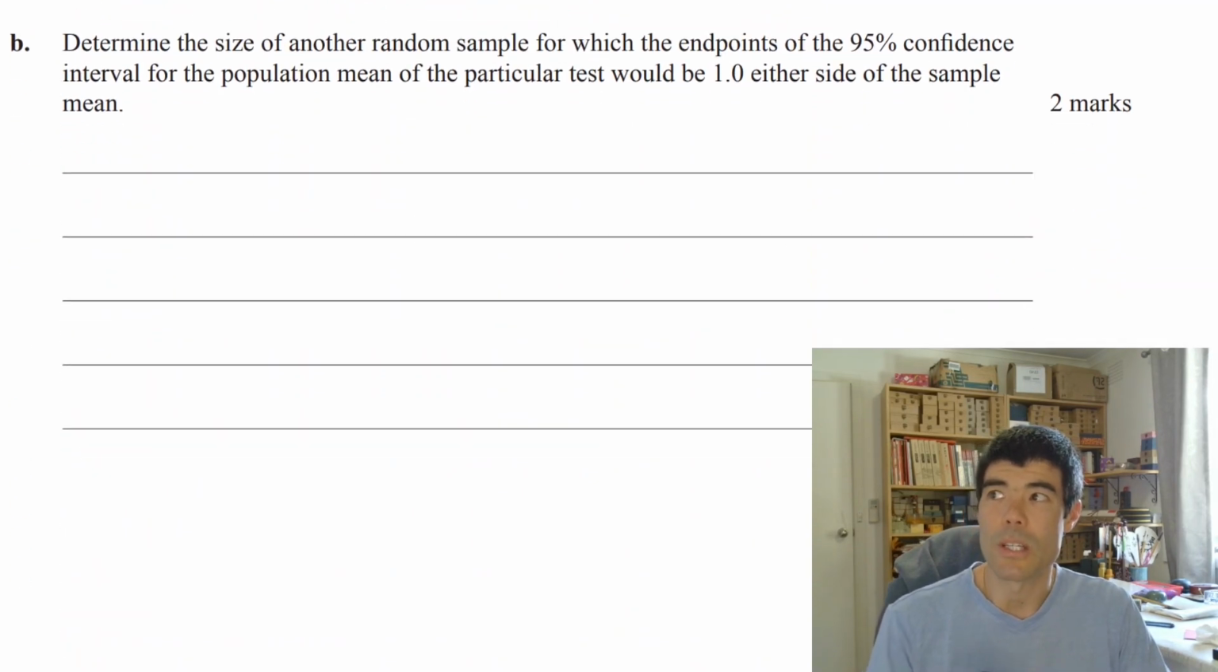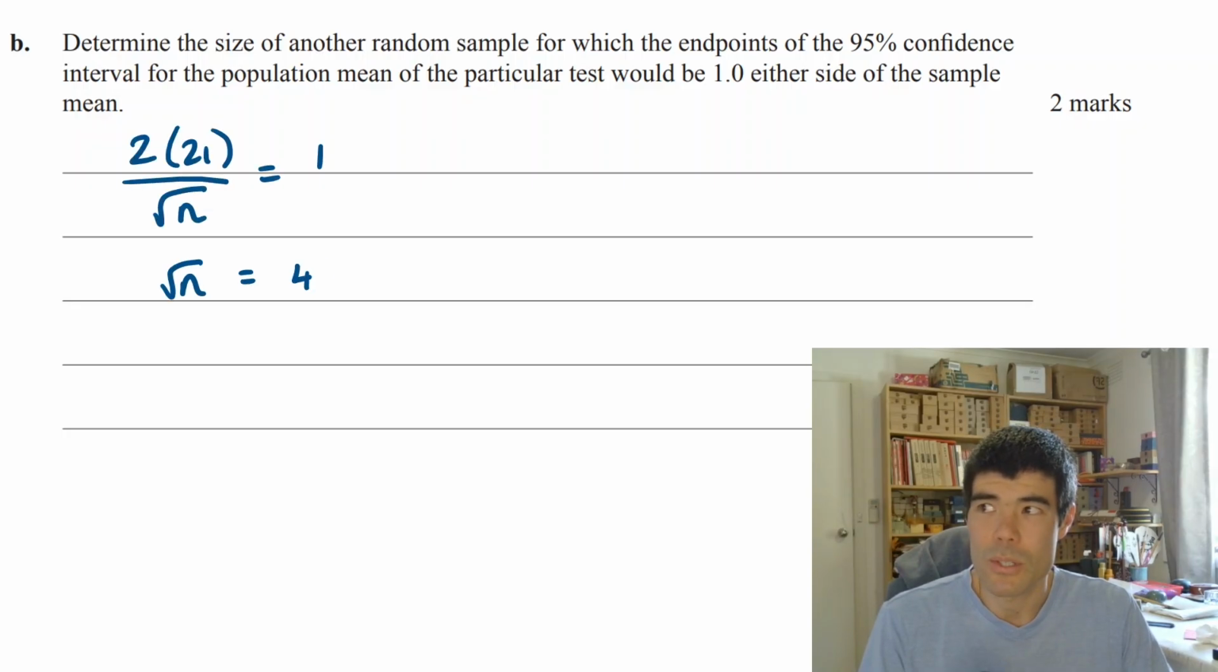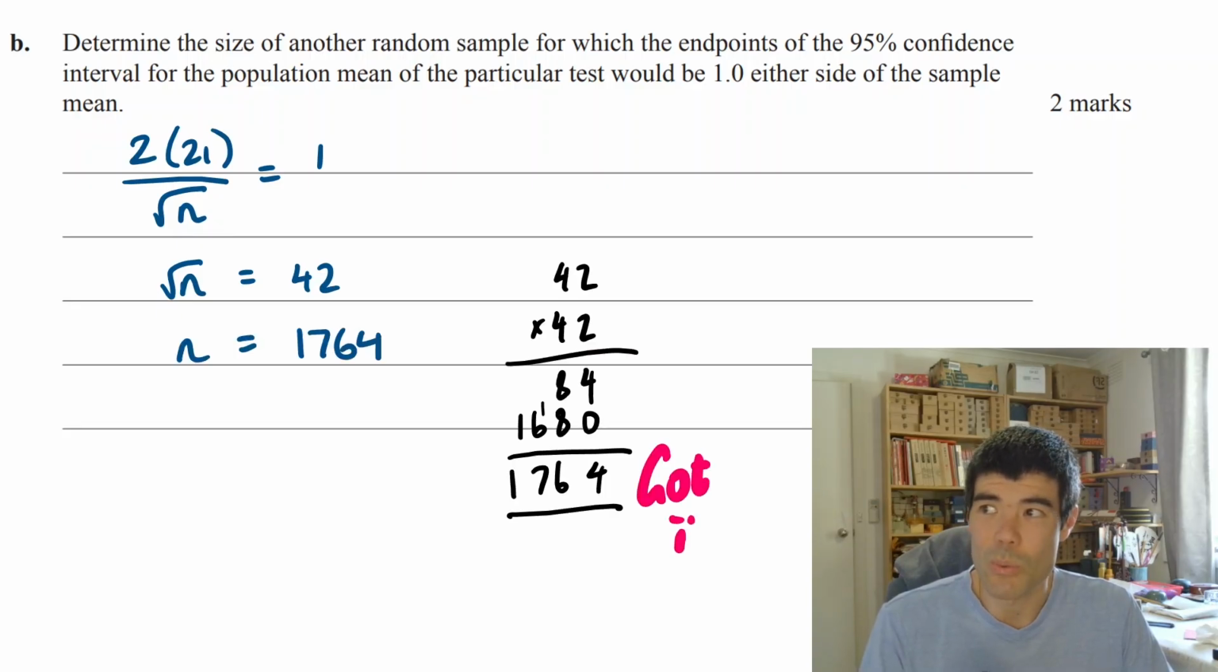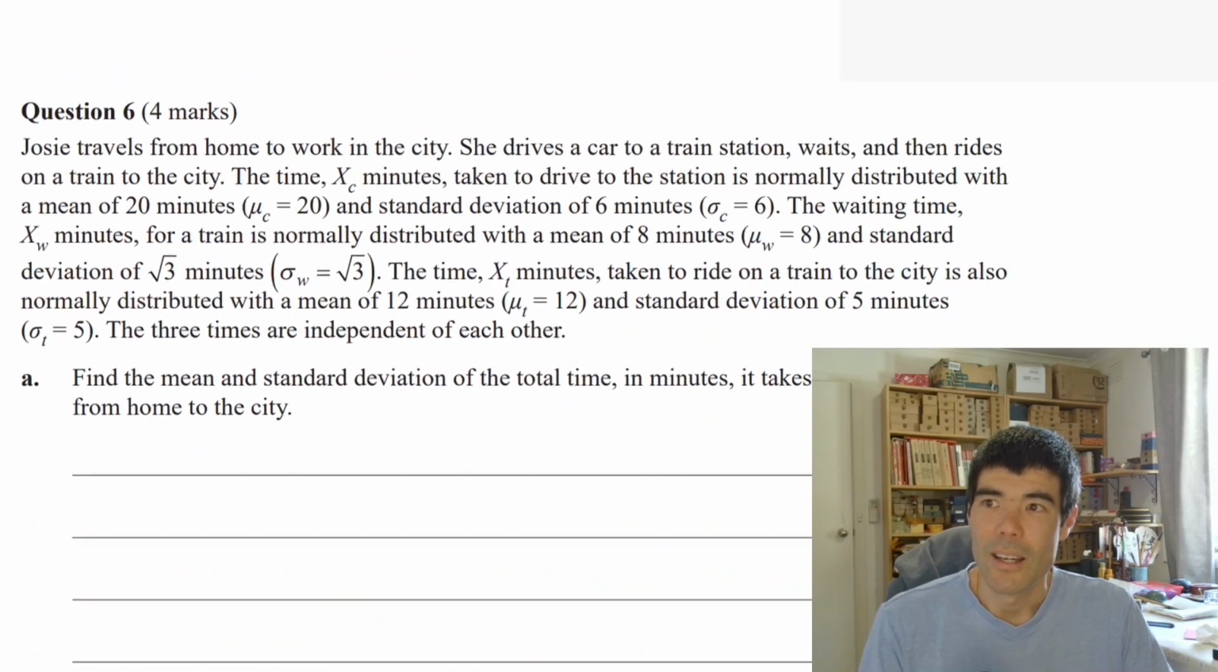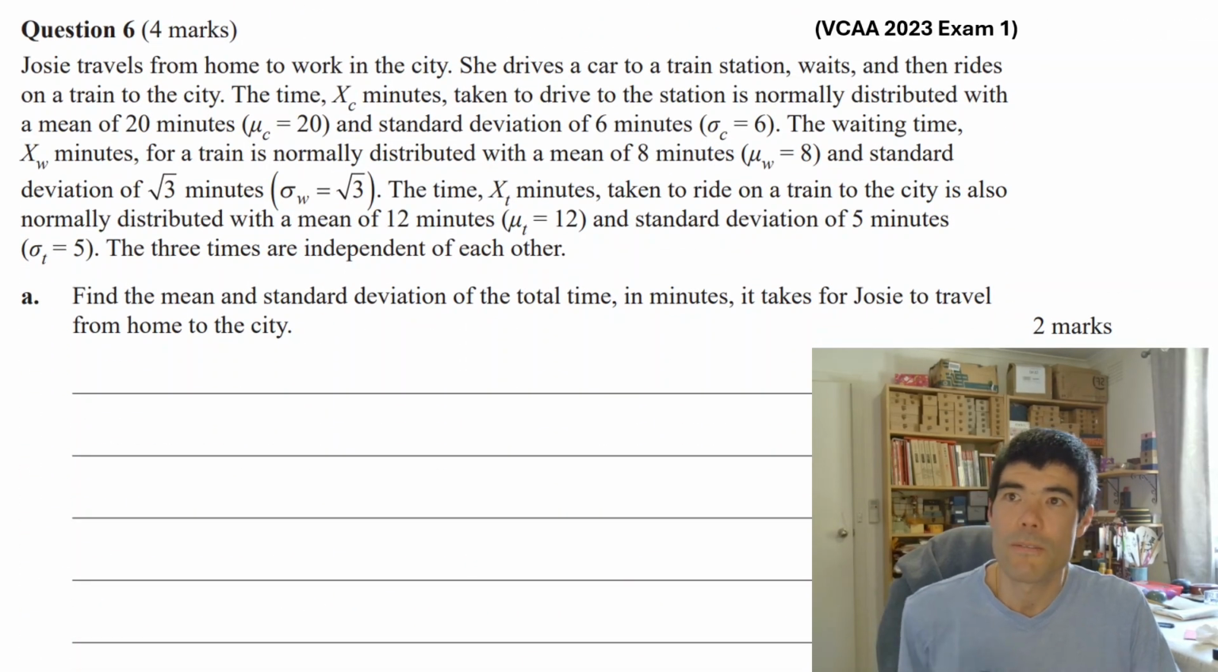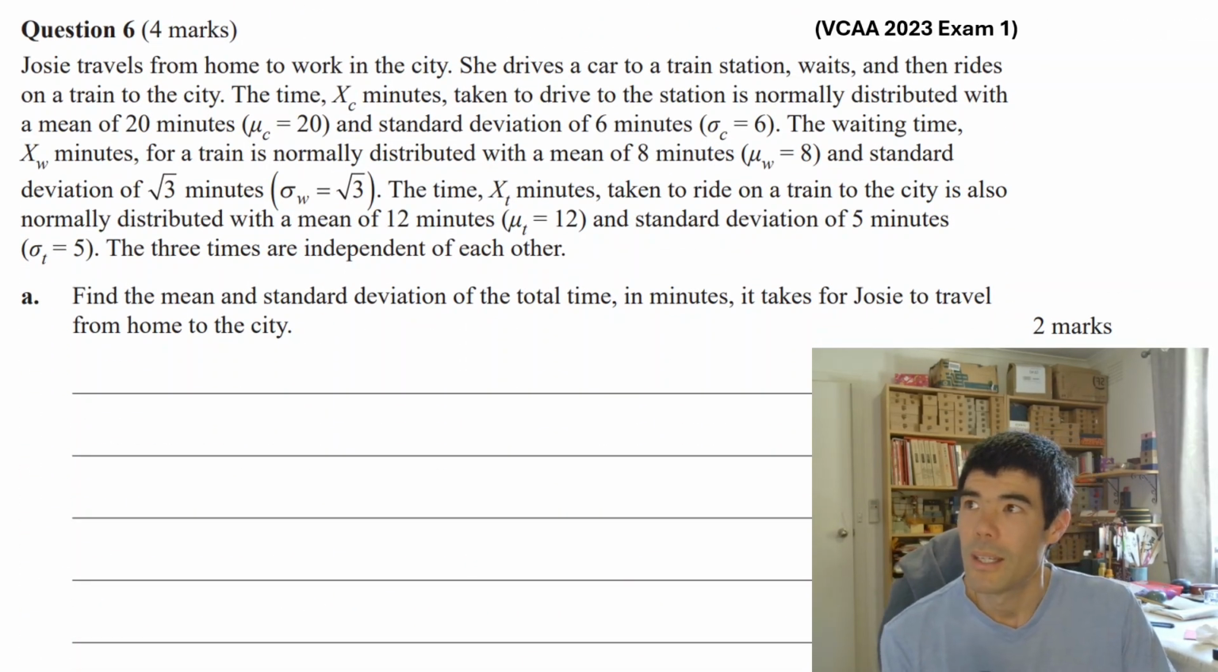Part B of this question: determine the size of another random sample for which the endpoints of a 95% confidence interval for the population mean would be 1.0 either side of the sample mean. It's pretty much asking the exact same thing as part A, with just different numbers. The hardest thing about it, if you know how to do part A, is just working out the square root of 42.